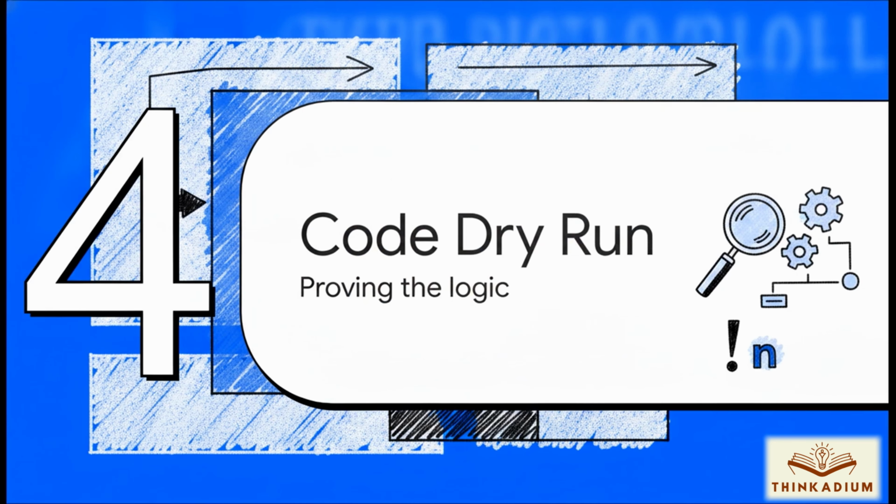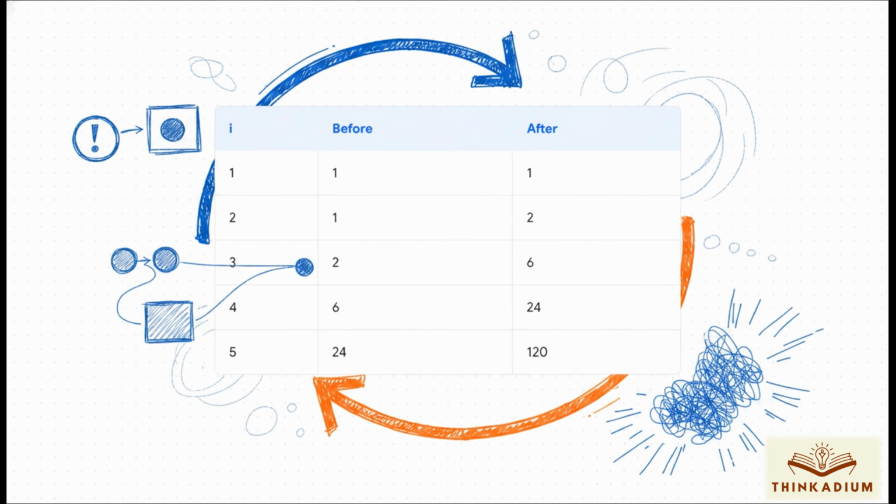Section 4, code dry run, proving the logic step by step. Doing a dry run is absolutely critical in an interview. Let's visualize the computer's memory mutating over these 5 loop iterations. Trace it with me here. When i is 1, the factorial is 1, and 1 times 1 updates it to 1.